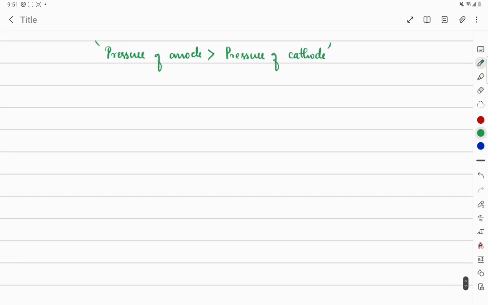Let's write for case 2, where we consider the same cell reaction, how it will be. In case of anode, oxidation, H2 being oxidized into 2H plus and 2 electrons. You need to mention the pressure, that is P1. And for cathode, 2H plus accepting 2 electrons becoming H2 at pressure P2.